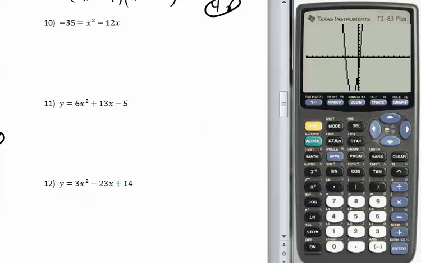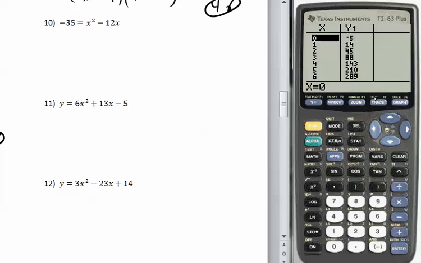Now if you notice on here, it doesn't come out evenly. So that's the problem with this one, is it doesn't come out evenly. So how do we handle that? If we go into the table, the problem is the 0 is never really going to happen. It's somewhere between 0 and 1. And then the other one is somewhere between -2 and -3.